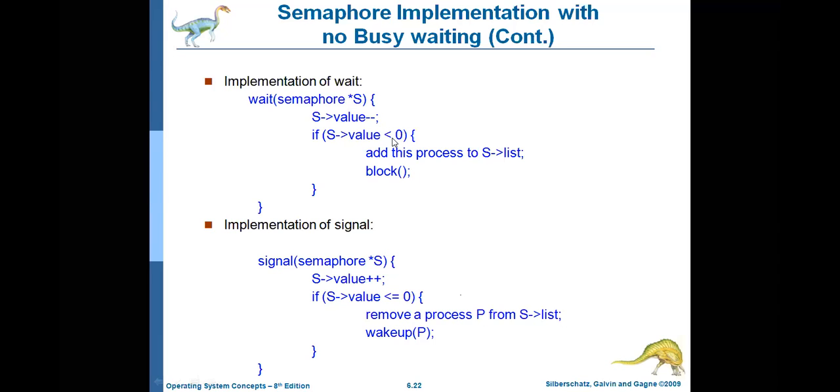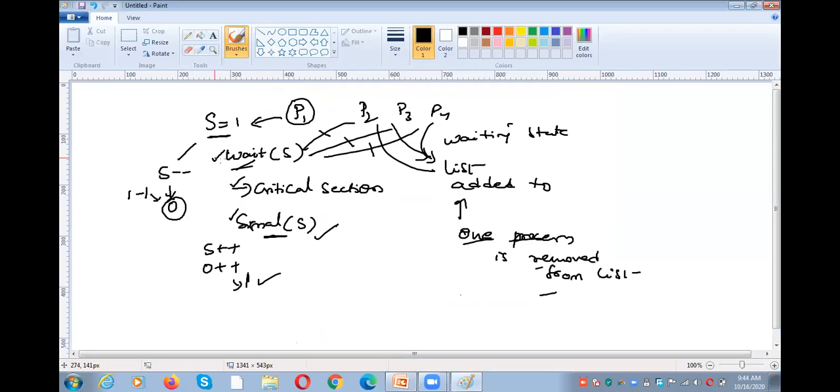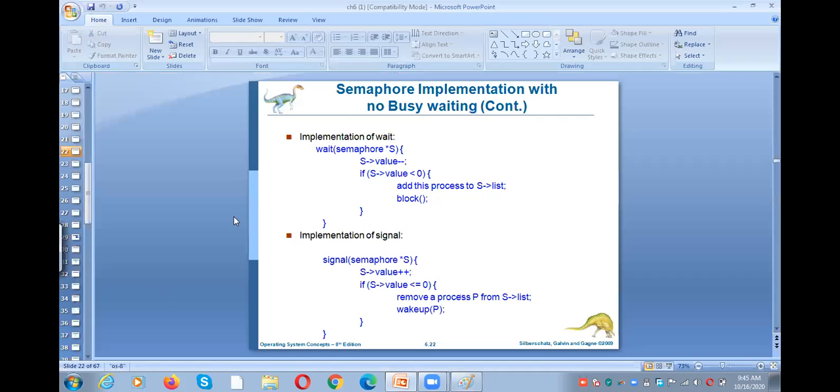Did you get my point? Here, whenever P1 performs the wait operation, the semaphore value becomes 0. So it will enter into the critical section. After that, whenever P2, P3, P4, or any other process tries to enter the critical section, what will be the value? If we try to perform the wait operation, 0 minus 1 means minus 1. Minus 1 is less than 0. So whenever the semaphore value is less than 0, that process needs to be added to the list.